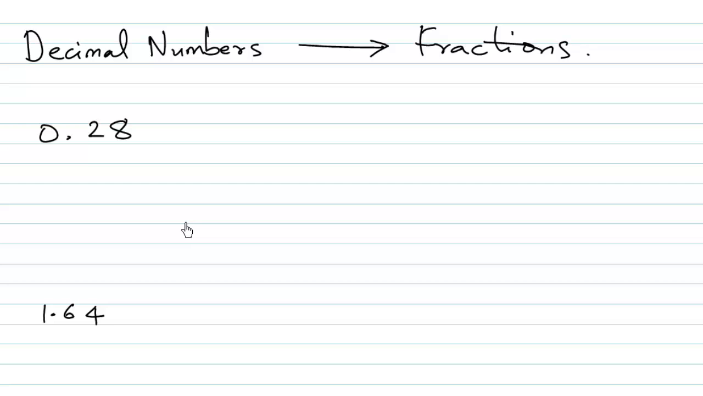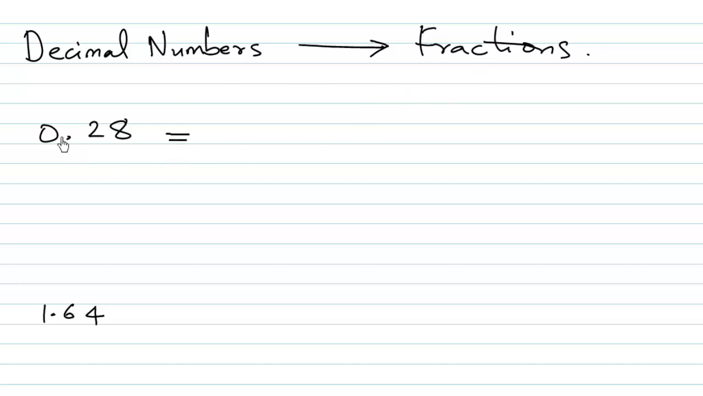Now let's learn the opposite way around, converting decimal numbers into fractions. And the fractions will be simplified to the lowest term. Starting with the first one, 0.28. So how can we rewrite this as a fraction?